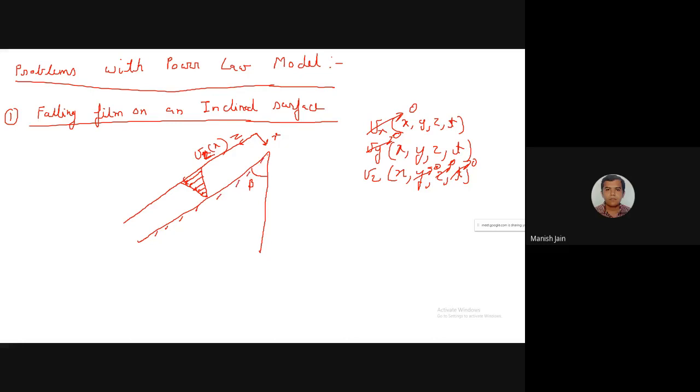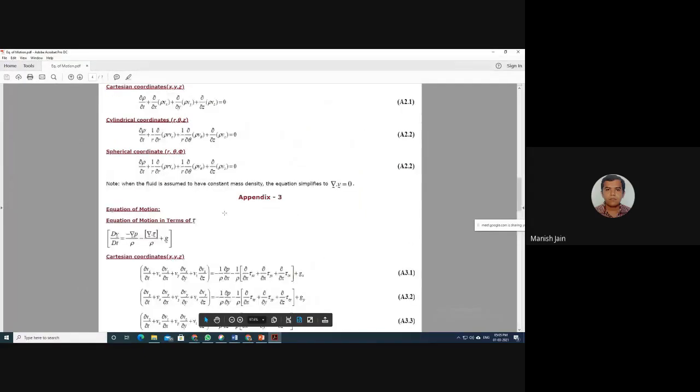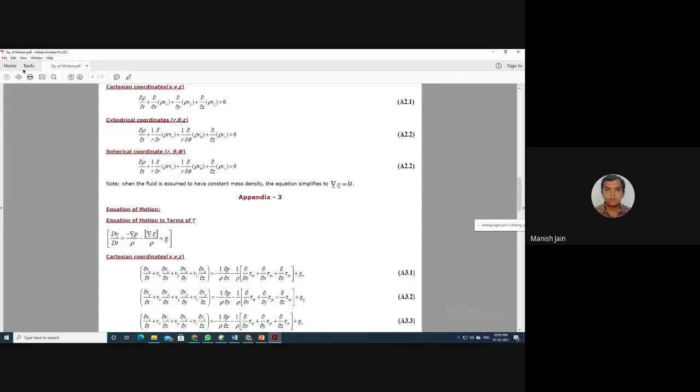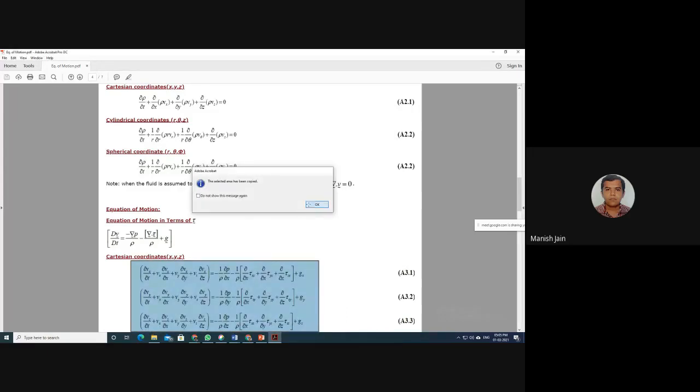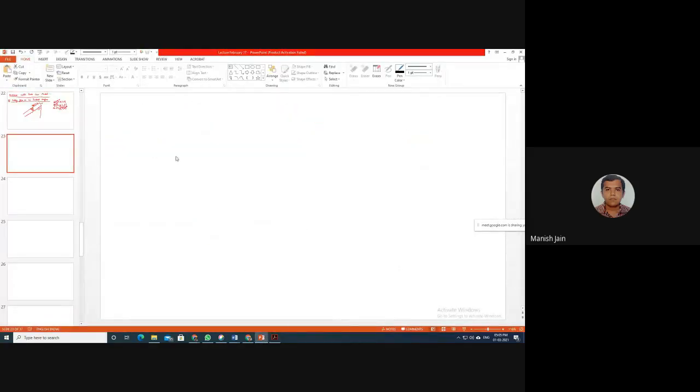Then instead of using the shell momentum balance, here we will use the equation of motion. So first we will take the equation of motion. This is a Cartesian coordinate problem, so we will take the equation of motion in the Cartesian coordinate system. So these are the three equations of motion in the Cartesian coordinate system. I will take these three equations on a separate page.